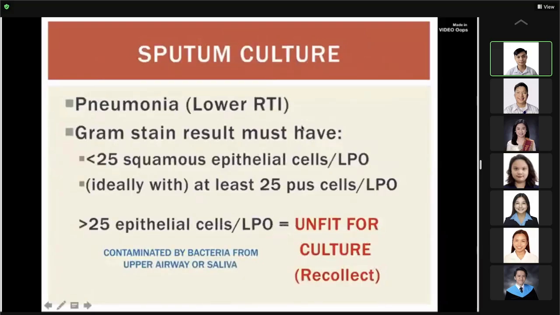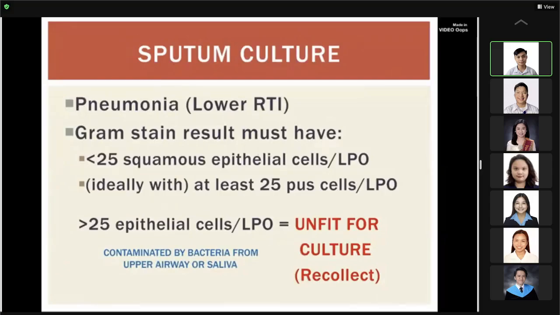For sputum culture, this is usually requested for lower respiratory tract infections like pneumonia. For a gram stain, we will do first a gram stain, and for us to proceed with the culture, we will assess if it's really sputum or saliva. It is sputum if the squamous epithelial cells are less than 25 per low power field on the average, and ideally with at least 25 pus cells.